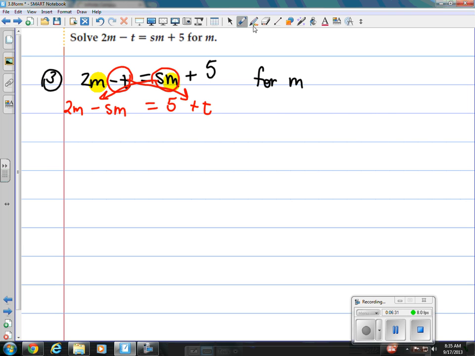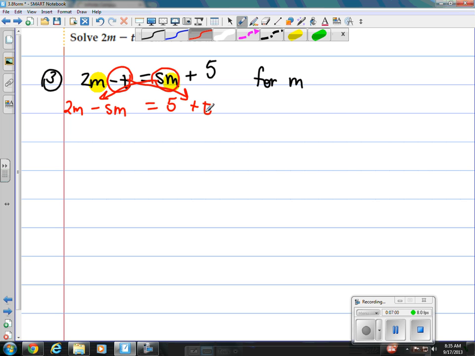And now we simplify if we can. So we're going to look at it and say, can I simplify 2m minus sm? No, because he's just a 2m and he has an extra variable s. So they're different terms. They're unlike. So we can't simplify the left side. So let's look at the right. Can I say 5 plus t? Nope, because he's a number, he's a variable. Once again, we have unlike terms. So that's as far as I can go.